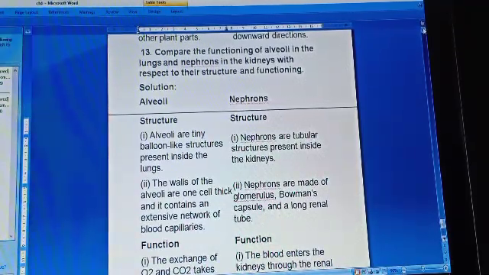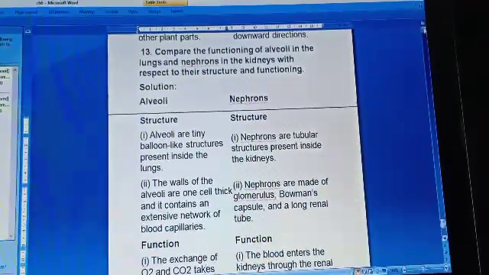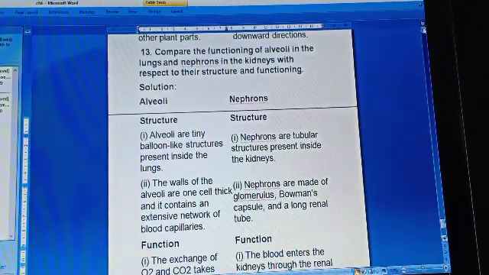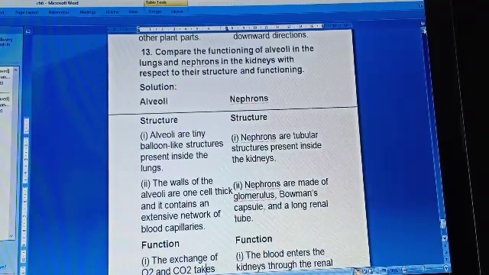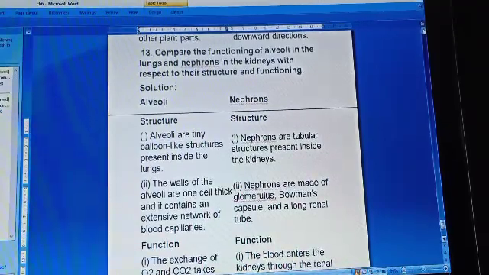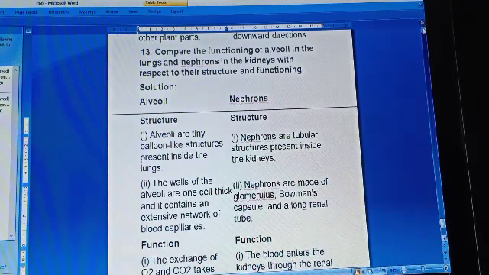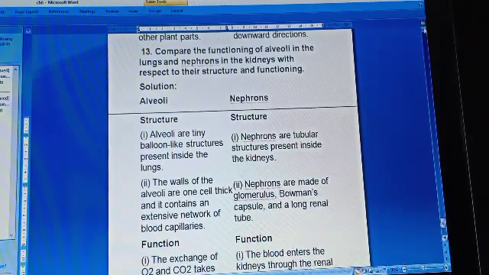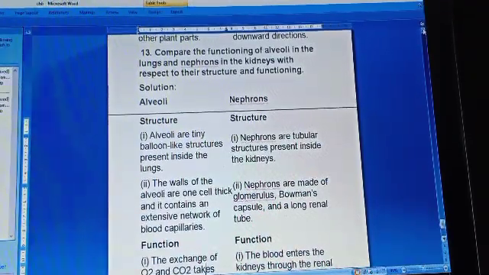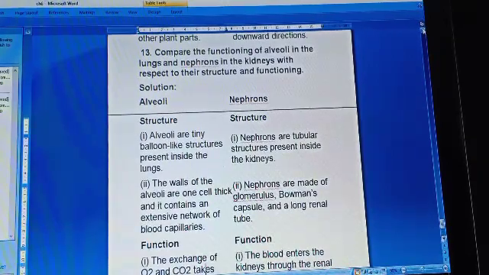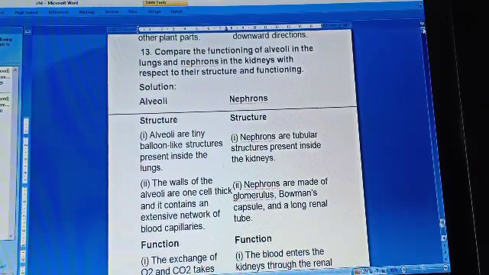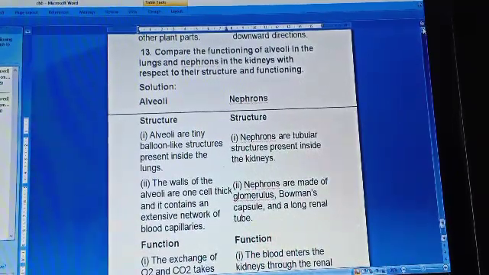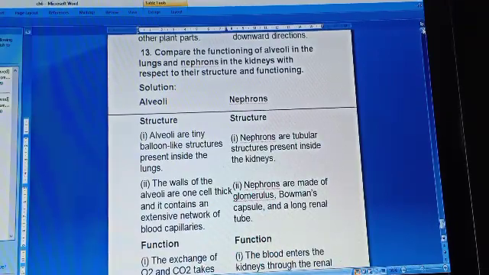Let's see the structure of the alveoli. The alveoli are tiny balloon-like or sac-like structures present at the terminal portion of the lungs. Whereas nephrons are tubular structures present in the kidney. The wall of an alveolus is one cell thick and it contains an extensive network of blood capillaries, because it has to exchange gases like oxygen and CO2.